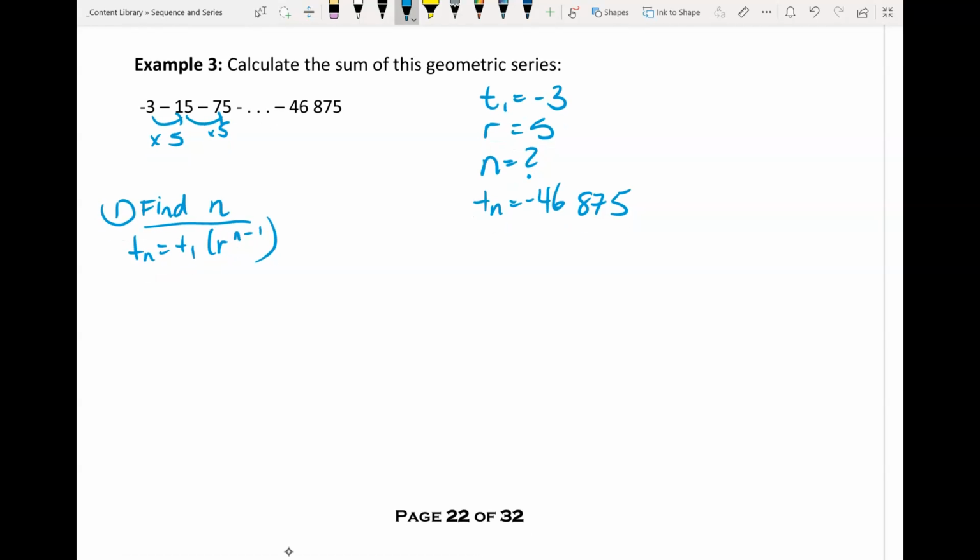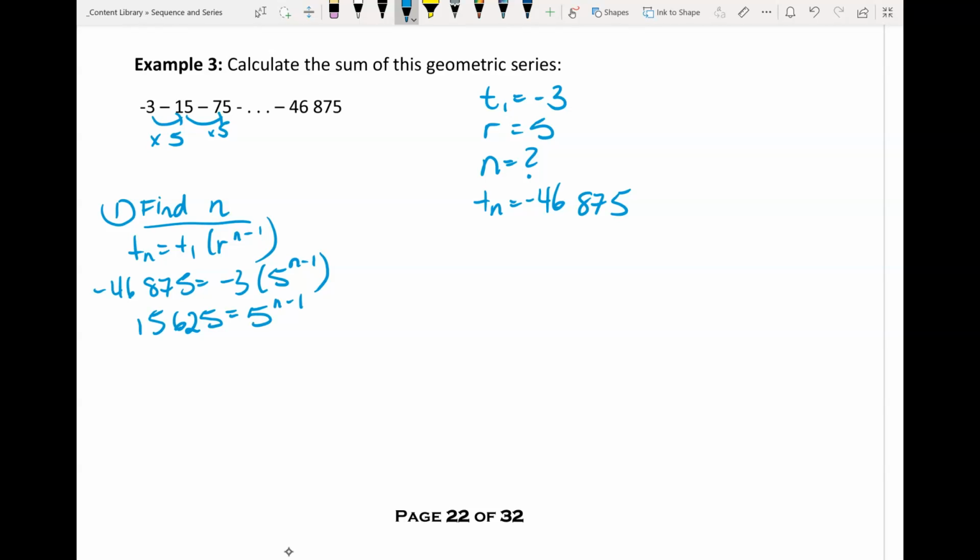So I'm going to fill in what we know. We know what Tn is. We know what T1 is. We also know what R is, and I'm going to leave the n alone because that's what we're looking for. Next step, I'm going to divide both sides by -3. So we're left with 5 to the power of n minus 1 here.